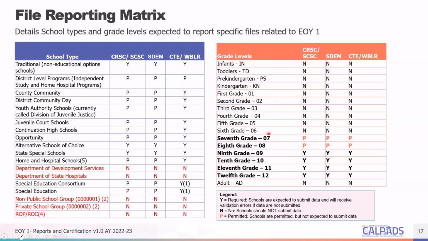If we focus on the grade levels, we can see that LEAs are not to submit data in any of these file types for infants, toddlers, preschool students, and kindergarten through 6th grade students in self-contained classrooms. And we can see that for grades 9 through 12, all of the file types are required. For grades 7 and 8, these file types are permitted but not required. And this is particularly for departmentalized courses in grades 7 and 8.